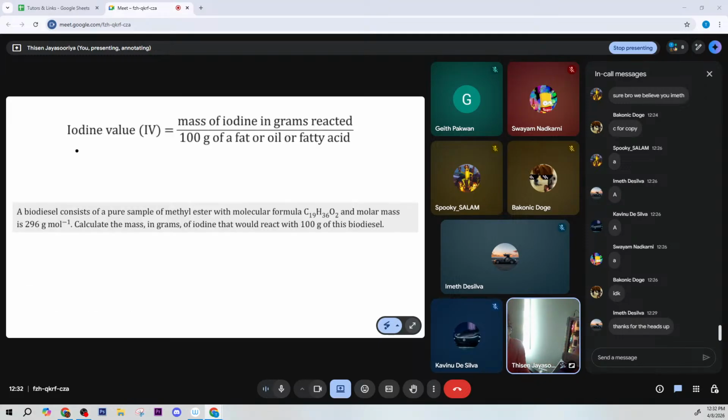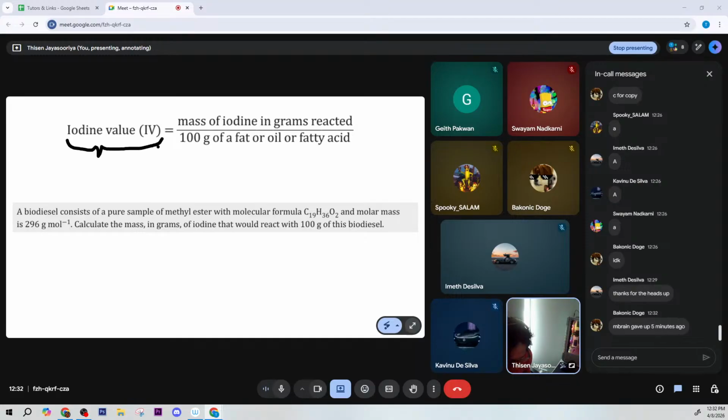So here is this new thing for you. This is probably like the only new thing from this whole set. The iodine that my brain gave up 5 minutes ago. Okay, we'll talk about it more in tutoring.